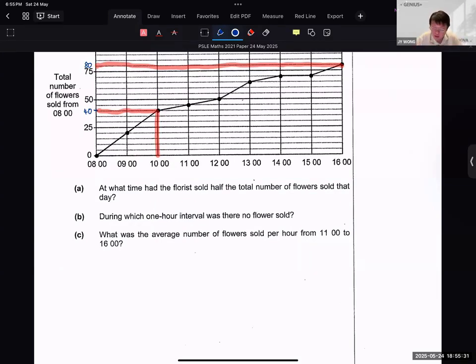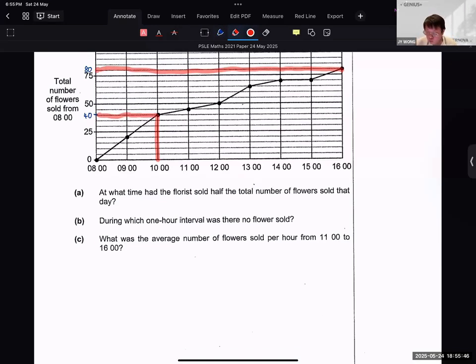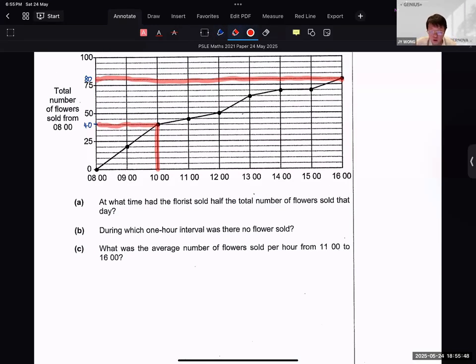Okay? B, during which 1 hour interval was there no flower sold? No flower sold means the number of flowers that were sold did not change. So the only part where there was no change is when there is a horizontal line. And that's why it is 1,400 to 1,500 hours.